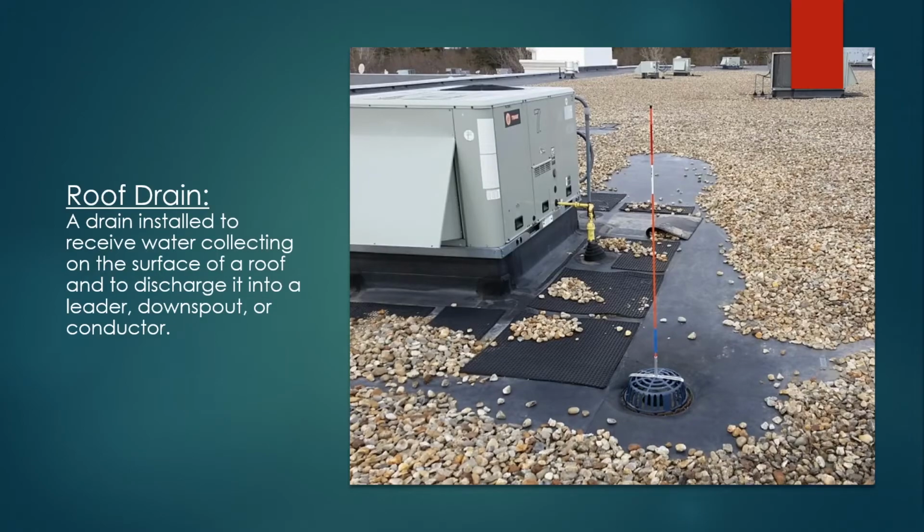Roof drains. A roof drain is installed to receive water collecting on the surface of a roof and to discharge into a leader, downspout, or conductor. So this is a roof drain right here that pretty much acts the same way as an area drain, but it'll collect water here on the roof and safely run it down to the stormwater sewer system.